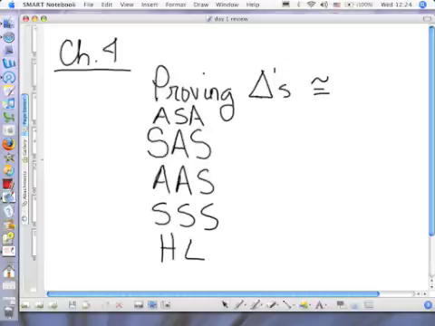The 5 ways that you're going to need to be able to identify and work with are angle, side, angle; side, angle, side; angle, angle, side; side, side, side; and hypotenuse leg. Hypotenuse leg is the one used for right triangles. Do not get these confused with your similarity ways.